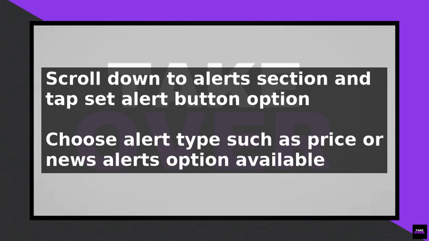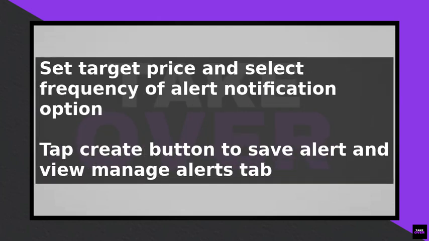Best practices for setting alerts on Robinhood include setting alerts for stocks that are volatile or have a high potential for price movement, and setting multiple alerts for different price levels to stay informed about market fluctuations. It is also important to keep in mind that alerts are not a substitute for ongoing research and due diligence, and you should always do your own research before making any investment decisions.